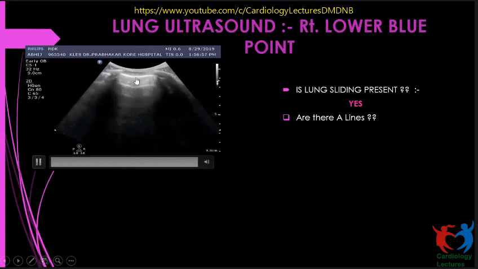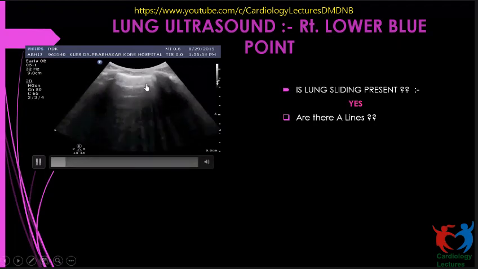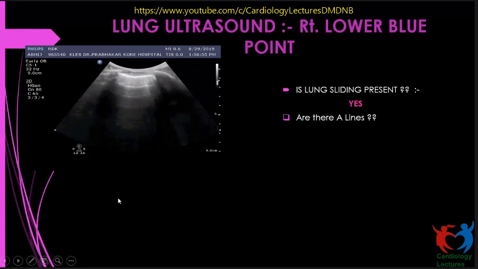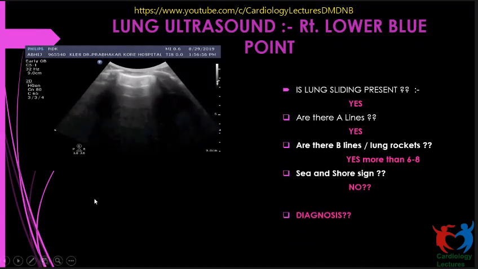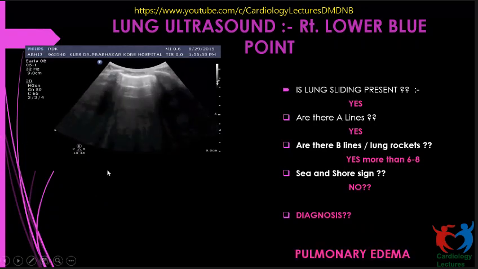If you can see here, A lines are equidistantly placed, but there are multiple lung rockets. Because of these lung rockets, the A lines are almost diminishing. So are there A lines? Yes, they are there. But more than that, there are multiple lung rockets, almost 20 in this particular field. So is there a seashore sign? No. In the M mode, is there? No, it's not. The diagnosis is pulmonary edema. This is M mode. Here there is no sea and shore, only shore.